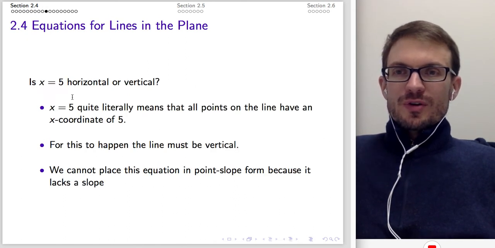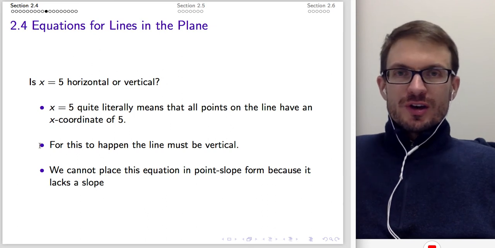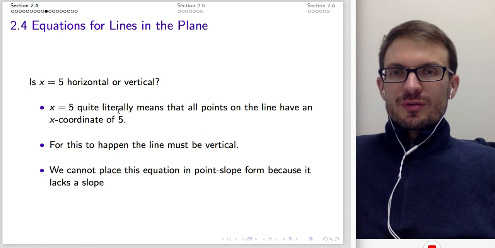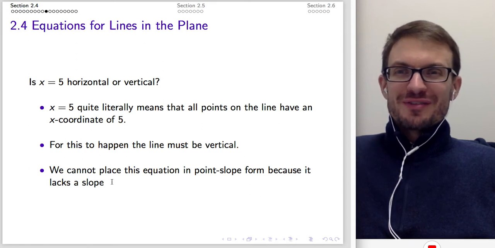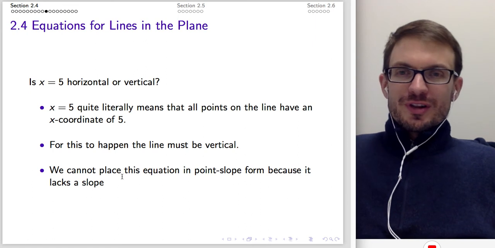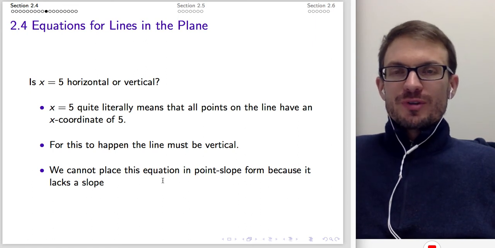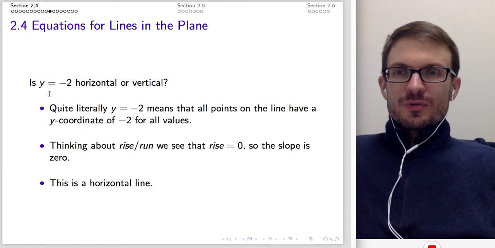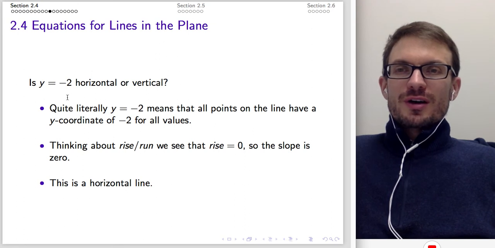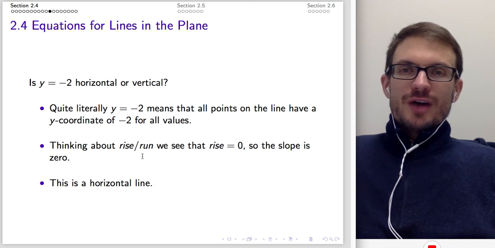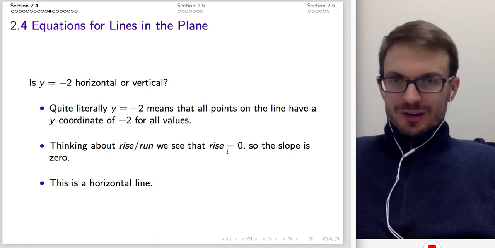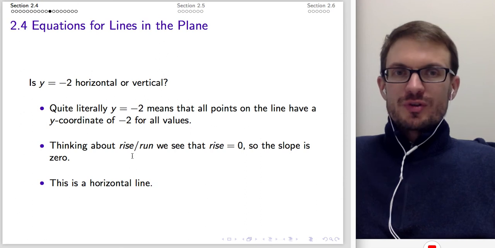Okay, so just going over this work, was x equals 5 horizontal or vertical? Well, it's vertical. It quite literally means all points on the line have an x-coordinate of 5. Because it's a vertical line, we cannot put this in point slope form because it doesn't have a slope. What about this one, y equals minus 2? Well, this means all points on the line have a y-coordinate of minus 2 for all values. So rise over run, well, rise is equal to 0, so the slope is 0. It's just a horizontal line.